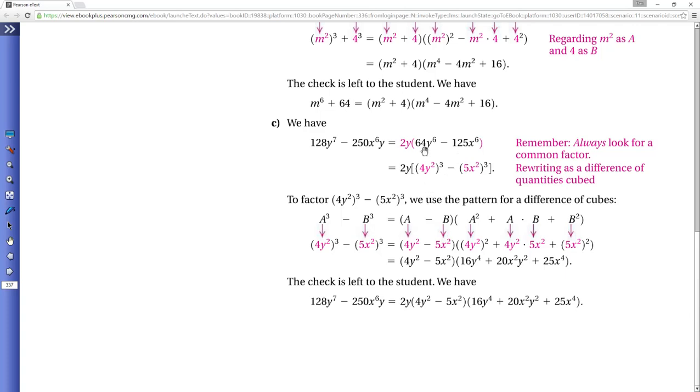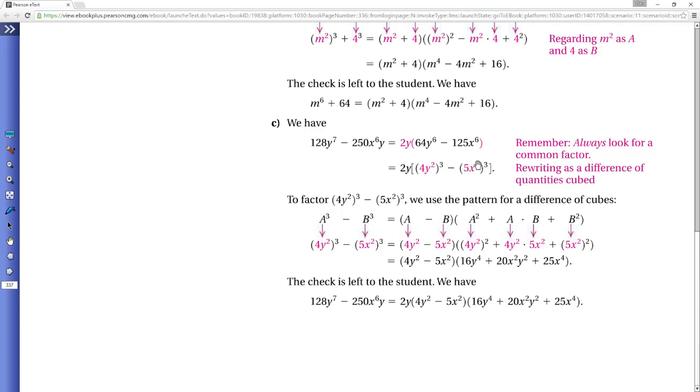Then they get here and they say, well, 64y to the 6th could be written as something cubed, as 4y squared all to the 3rd power, or cubed. And if I did this right here, this means 4y squared times 4y squared times 4y squared. If you multiply that out, you're going to get 64y to the 6th power. So using this power of powers is key. Remembering how we do powers of powers will help a lot. Well, same thing here. This is 5 cubed x to the 6th.